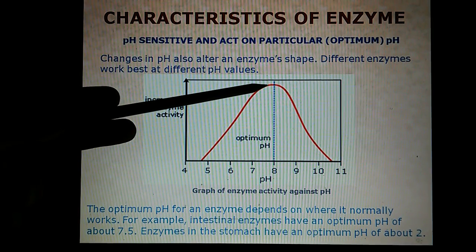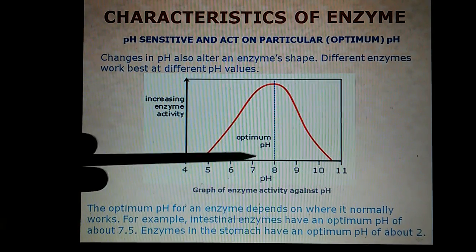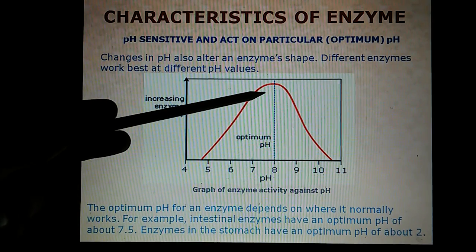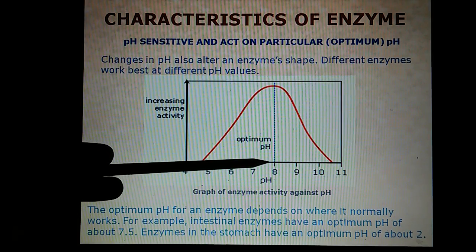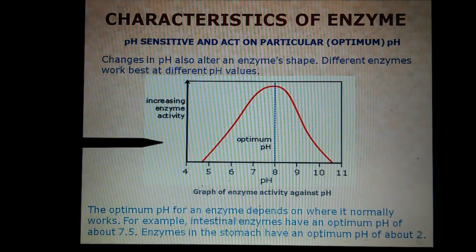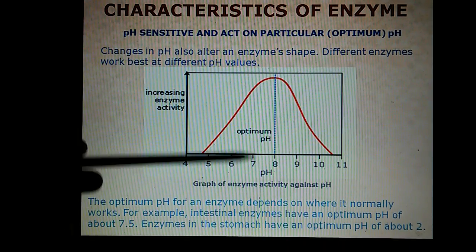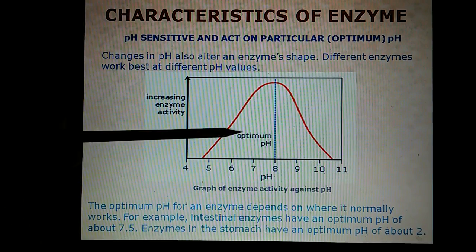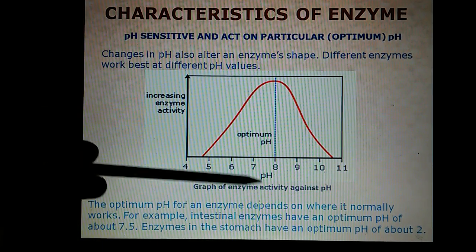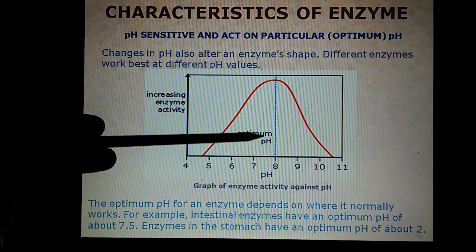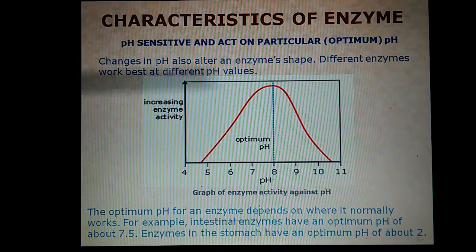The maximum peak indicates the optimum pH. So here you find 8 or somewhat below 8, 7.8 or 7.9, is the optimum pH where the enzyme shows its maximum activity. Enzyme activity increases on the y-axis, and on the x-axis you will find the pH changes. On both sides of the optimum pH, you will find the activity decreases. So an enzyme needs a specific pH at which it shows its maximum activity, and this is known as the optimum pH.